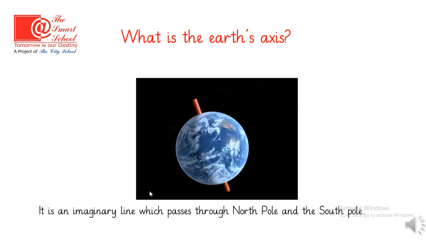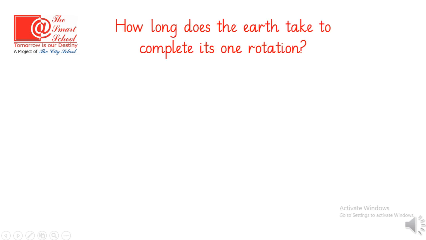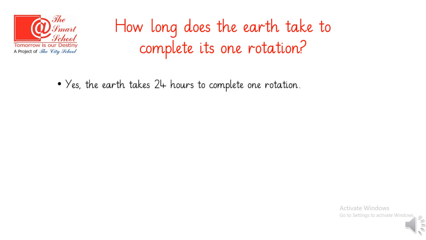The Earth's axis is an imaginary line which passes through the North Pole and the South Pole. At the top we have the North Pole and at the bottom we have the South Pole, and this is the Earth's axis, which is an imaginary line. How long does the Earth take to complete its one rotation? Yes, the Earth takes 24 hours to complete one rotation.